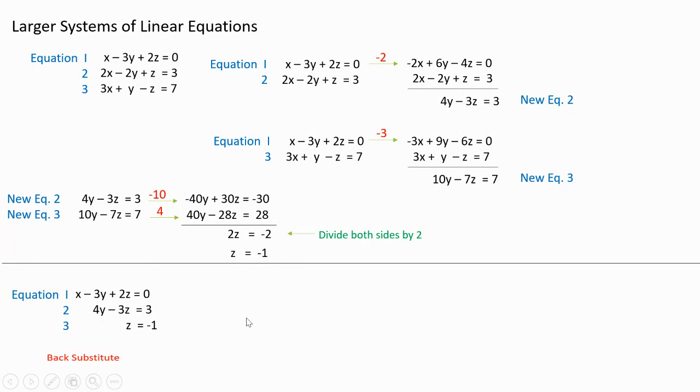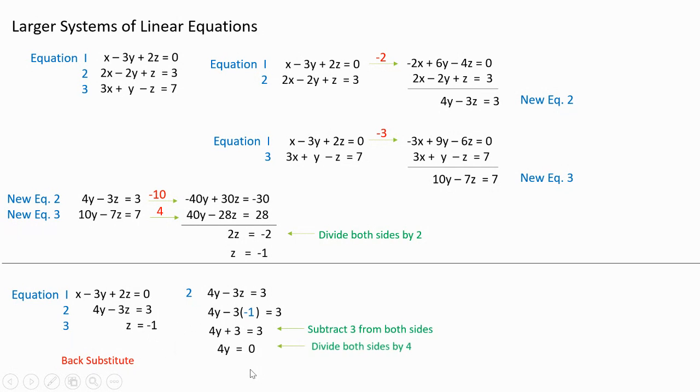So then we're going to back substitute. Okay, I know that z equals -1, so I'm going to go to equation 2. I'm going to plug in -1 for z and actually solve for y. Subtract 3 from both sides. So y equals 0, because we divide by 4, so y equals 0.